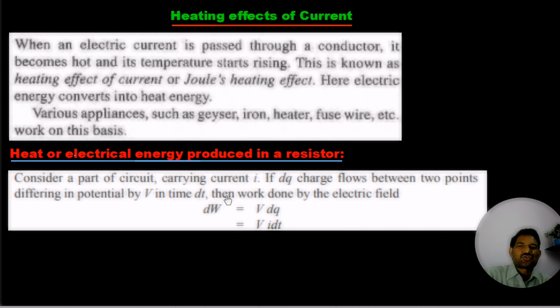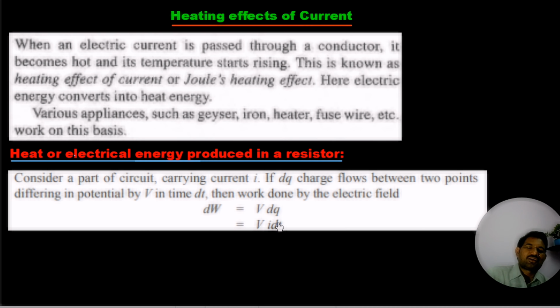Because of that, the temperature of the wire will increase. Now let us see how to derive an expression for heat or electrical energy produced in a resistor. Suppose current I is flowing through a resistor, and dq is the charge flowing between two points which differ by a potential of V in the time dt.